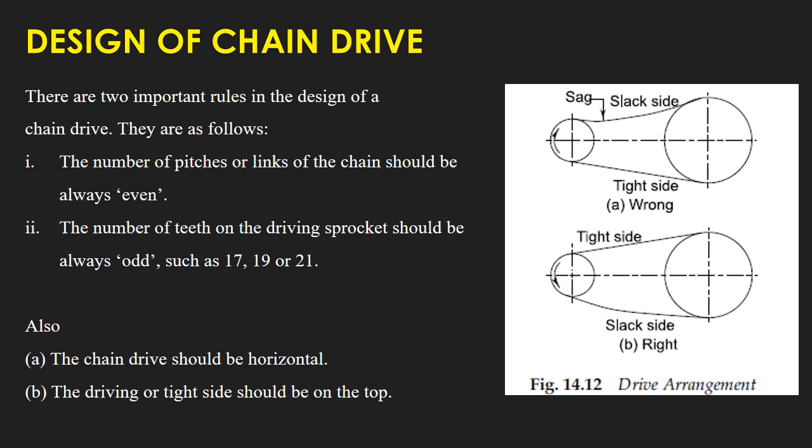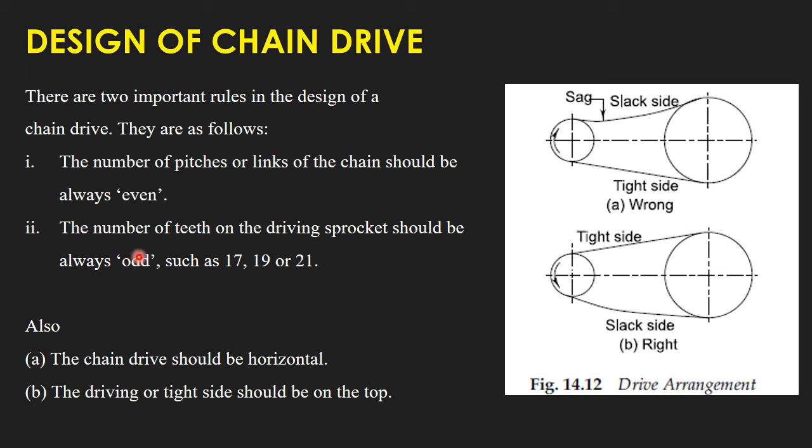So next we'll come to the design concept of a chain drive. That is, what are the important rules that need to be considered in the design of a chain drive. As given here, one is that the number of pitches, or let's say the number of links in a chain, should be even. At the same time, the number of teeth on the driving sprocket should be odd. Number of links should be even and number of teeth should be odd.